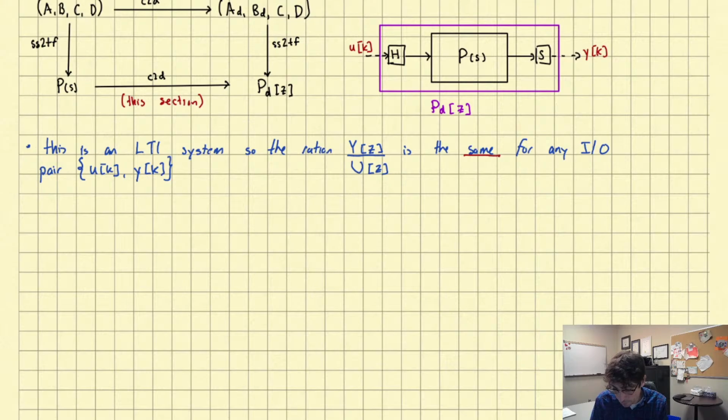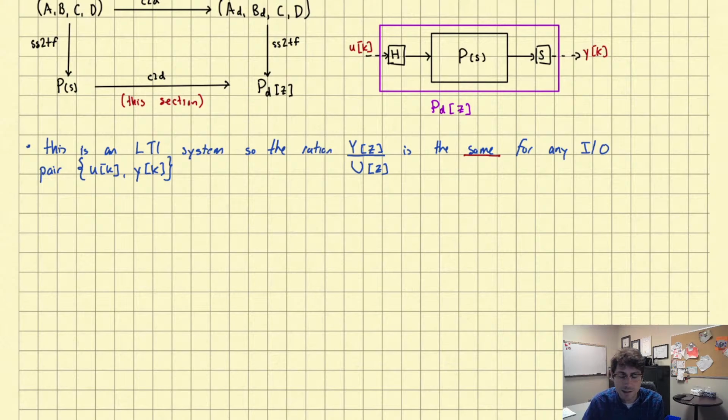But this, if we chose an impulse here for u, what we're going to get coming out over here is going to look something like this. It's going to be a pulse at this point up here. And that's going to have a delay in it. It's going to be messy.